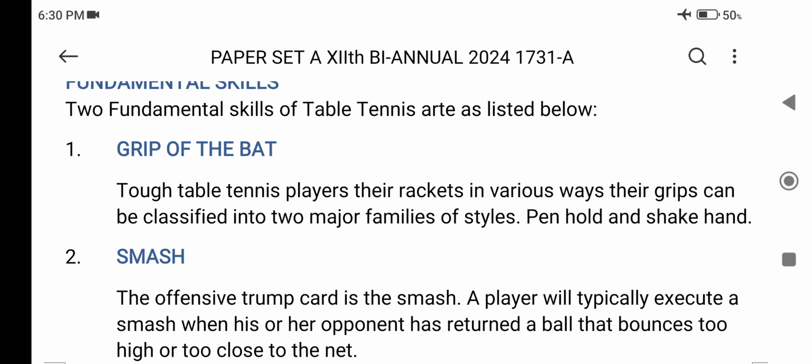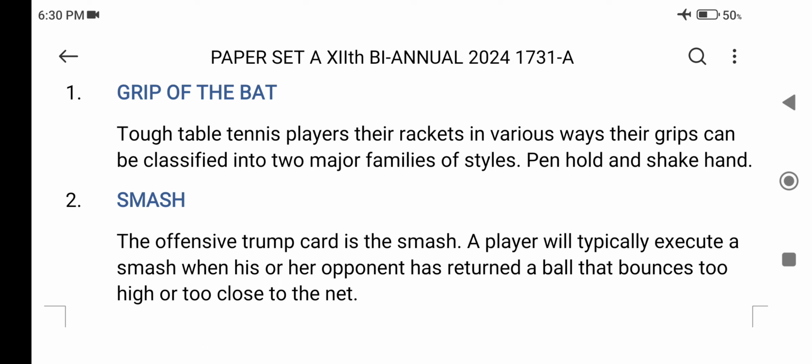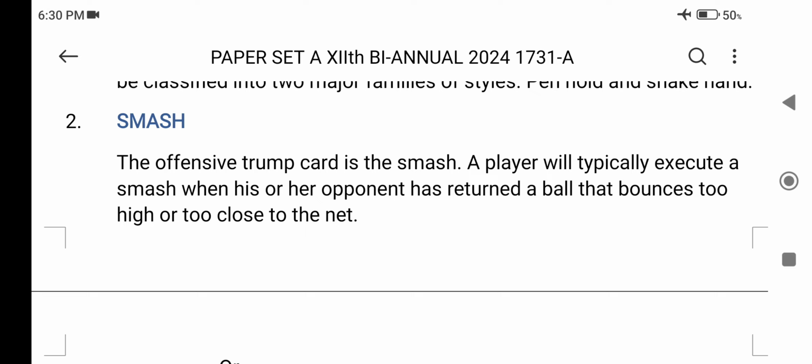Fundamental skills. Two fundamental skills of table tennis are as listed below. Number 1, grip of the bat. Table tennis players hold their rackets in various ways. Their grip can be classified into two major families of style: penhold and shakehand. 2. Smash. The offensive trump card is the smash. A player will typically execute a smash when his or her opponent has returned a ball that bounces too high or too close to the net.